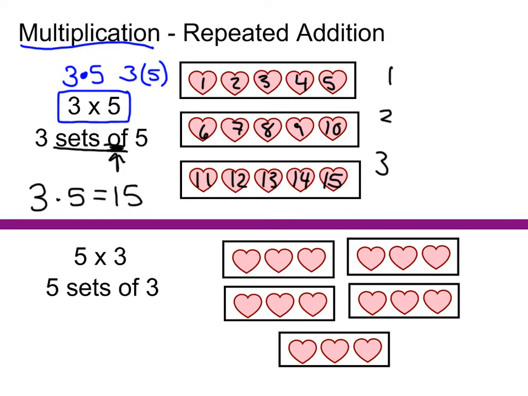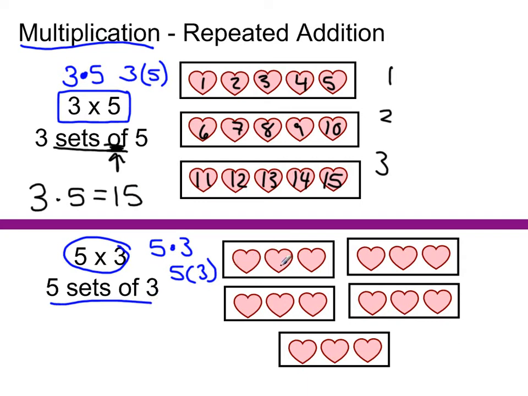Now, the cool thing about multiplication, and I know you're probably thinking, cool in math, that doesn't happen. It does. We can do multiplication in any order, and it's still the same result. So when we have 5 times 3, which we can write with the little dot, or the horrible way with the parentheses, we have 5 sets of 3, which means something different to us.